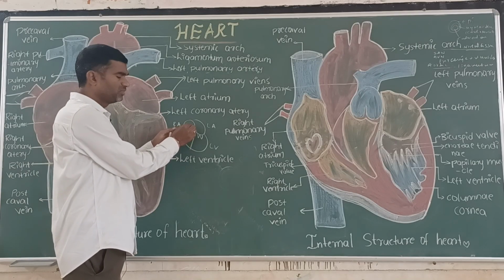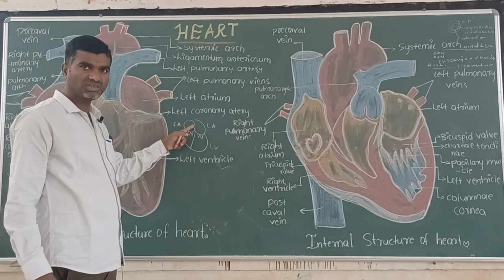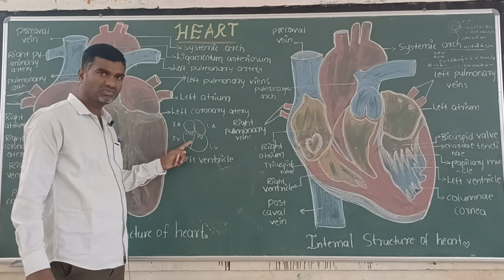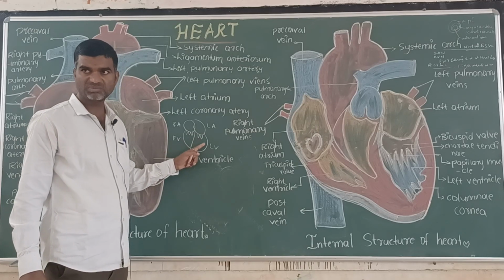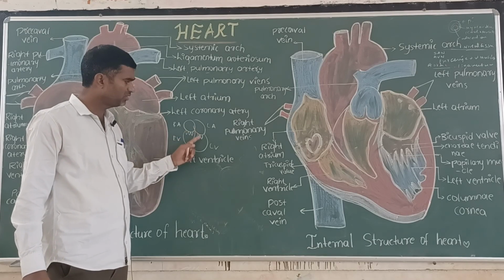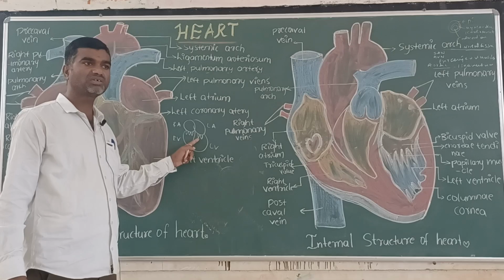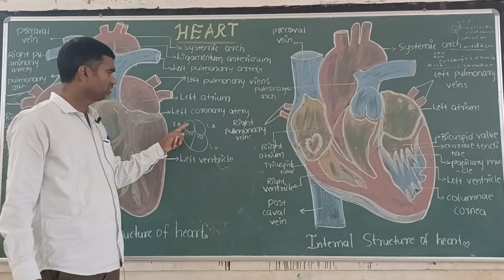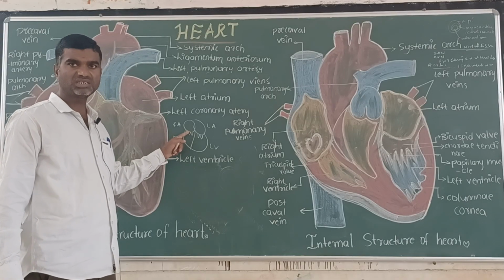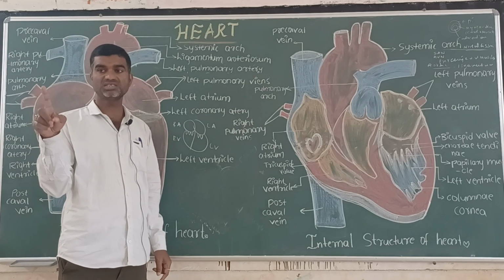The region between the right atrium and left atrium is called the interatrial septum. The division between the two ventricles is called the interventricular septum. Between the left atrium and left ventricle, the connecting layer is called the atrioventricular groove. Likewise between the right atrium and right ventricle, the connecting layer is called the atrioventricular groove, also known as the coronary sulcus.